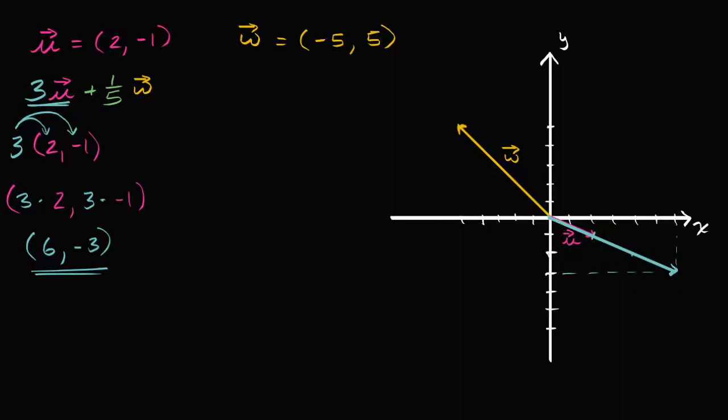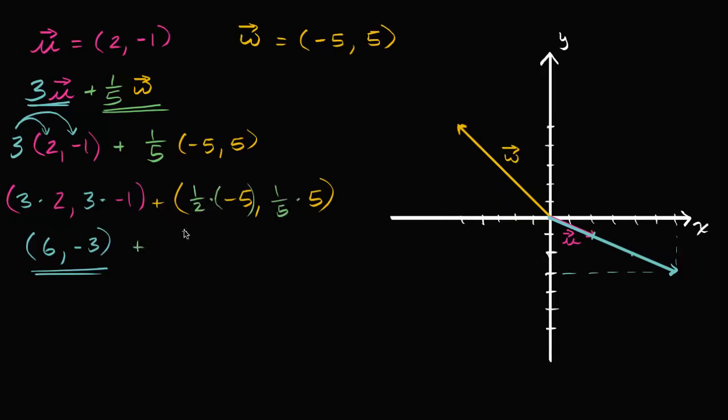All right, now let's figure out what 1/5 times w is. So 1/5 times w, well, let me just write this. It's going to be plus 1/5 times w, which is the vector (-5, 5). And so let me write the components down. It's going to be plus 1/5 times -5, and the y component is going to be 1/5 times 5.